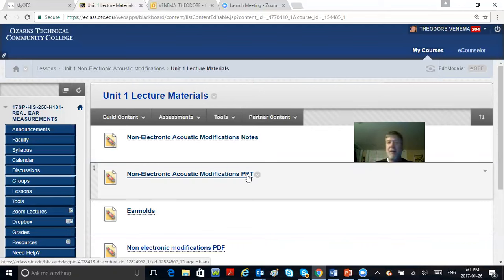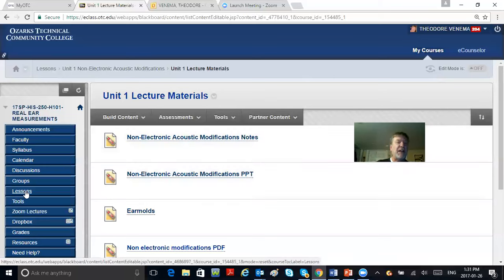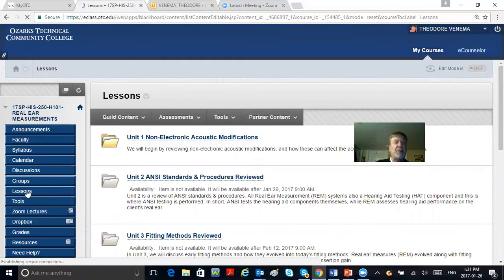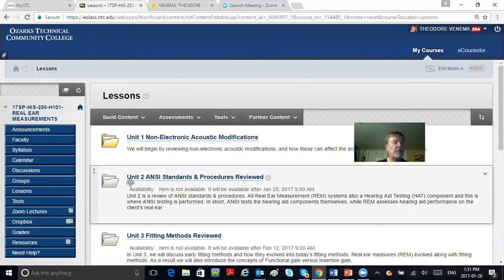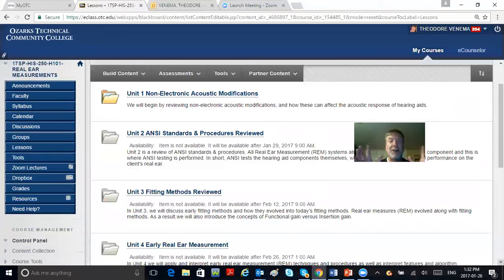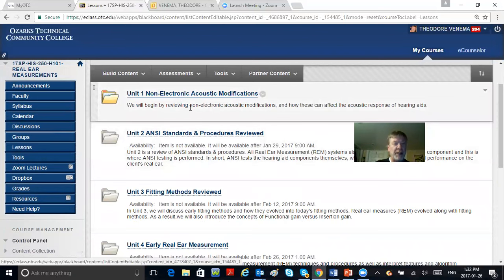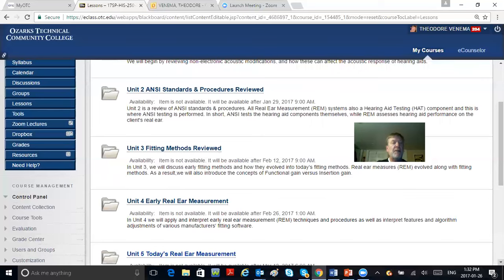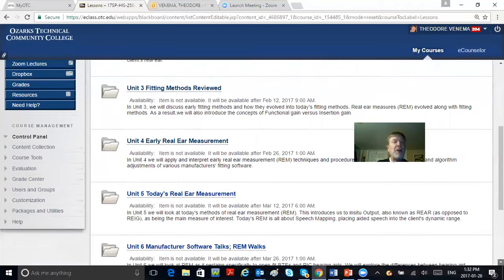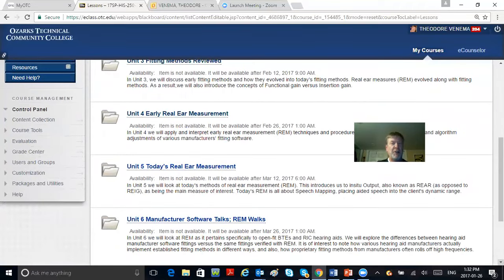So then after this first unit, we're going to start going into ANSI testing, and we'll start looking at that. And you will see that lessons here, under lessons, those are grayed out. And I guess that's because Lynn Royer has not yet released those to you yet. We're covering this top one here in gold, okay? So when you're looking at Unit 2, you'll see it grayed out. Unit 3, fitting methods reviewed. See that? Unit 4, real ear measurement. And it's early real ear measurement.